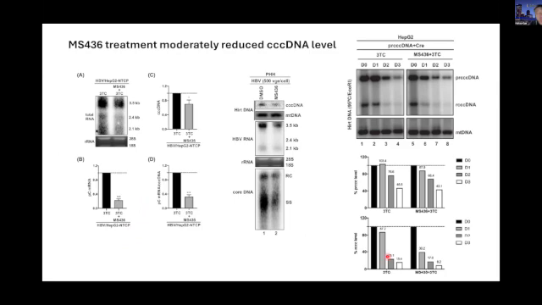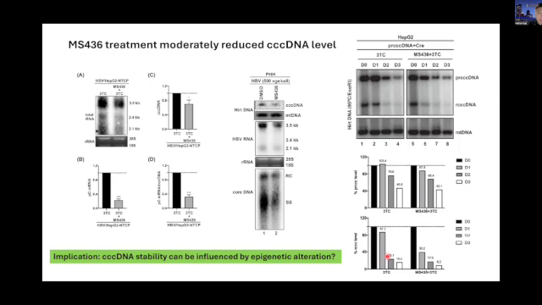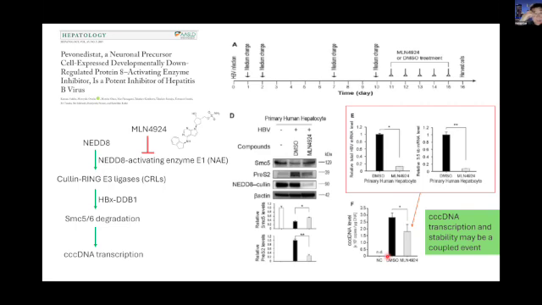And also, surprisingly, we found that when we inhibit cccDNA transcription by MS436, we also see a slight reduction of the cccDNA level in the treated cells. This is further demonstrated more clearly by a recombinant cccDNA system. So the implication is that cccDNA stability may be influenced by epigenetic alteration. And this is consistent with a previous study, the MLN compound that inhibits SMC5/6 degradation and also reduced cccDNA transcription, and you can also see the level of cccDNA reduced. So maybe cccDNA transcription and stability are even coupled.